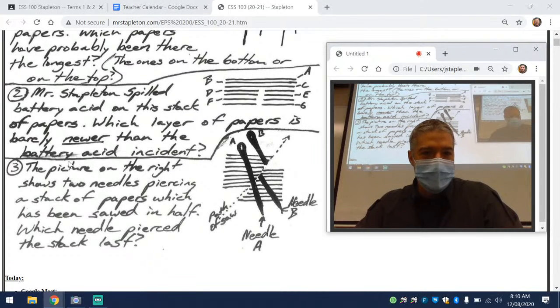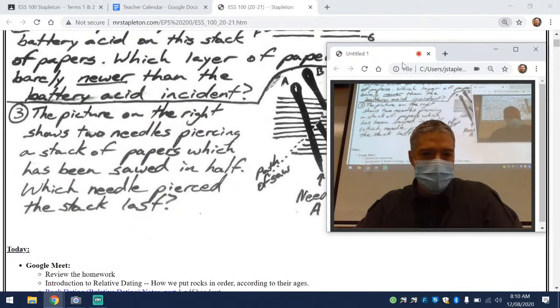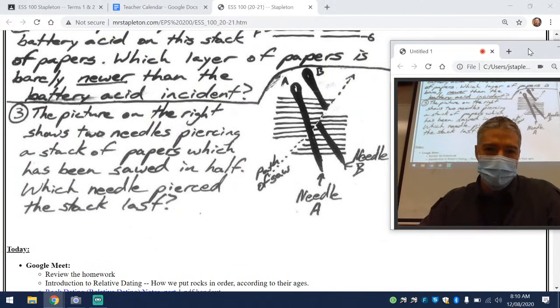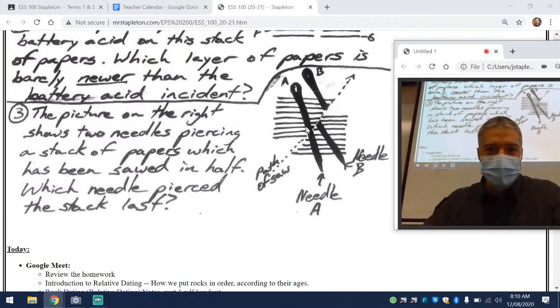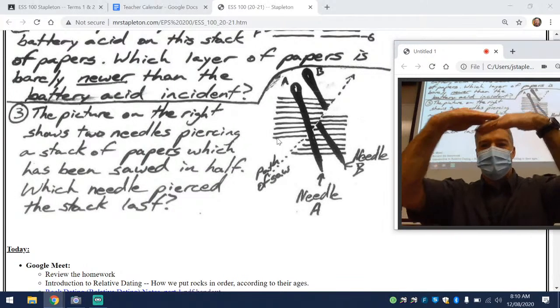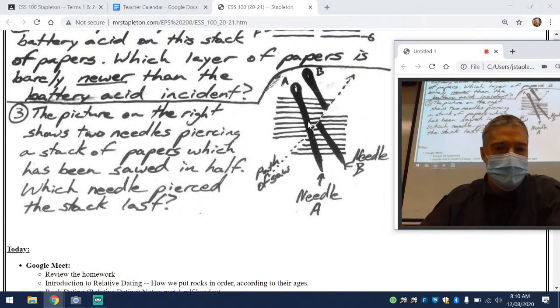So here we go. Number 3, the picture on the right shows 2 needles piercing a stack of papers. So again, in this stack of papers, one could assume that the oldest paper is on the bottom and they're laid down like this, and the newest one's on the top. But a saw came along and cut through the stack of papers and also cut through these needles. Now the needles have been poked through the papers. I don't know why somebody would want to stab a bunch of needles through papers, but the needles were stabbed through the papers, maybe just to keep them in place, keep them from blowing away. And then the saw comes along and does the cutting.